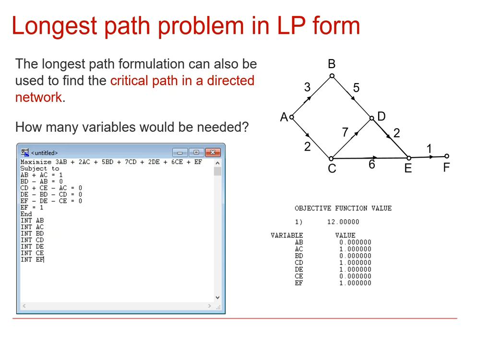Alright, and then the output that it will give is this. So it's found a longest path of 12, and we can see on here that the arcs it's chosen to include are AC, CD, DE and EF. So we can actually draw that on here if we want to as well. So we're going from A to C, and then C to D, D to E, E to F. And so it's found our critical path for us there.